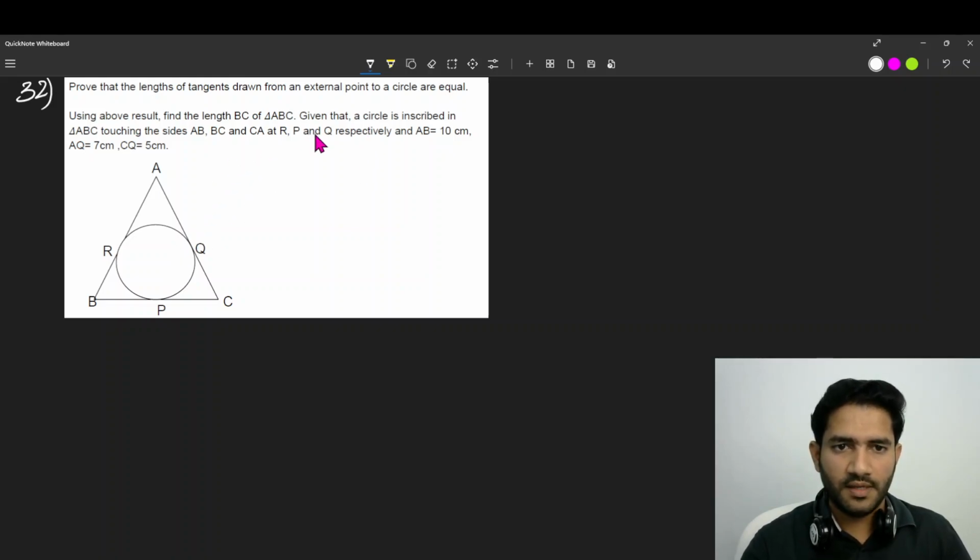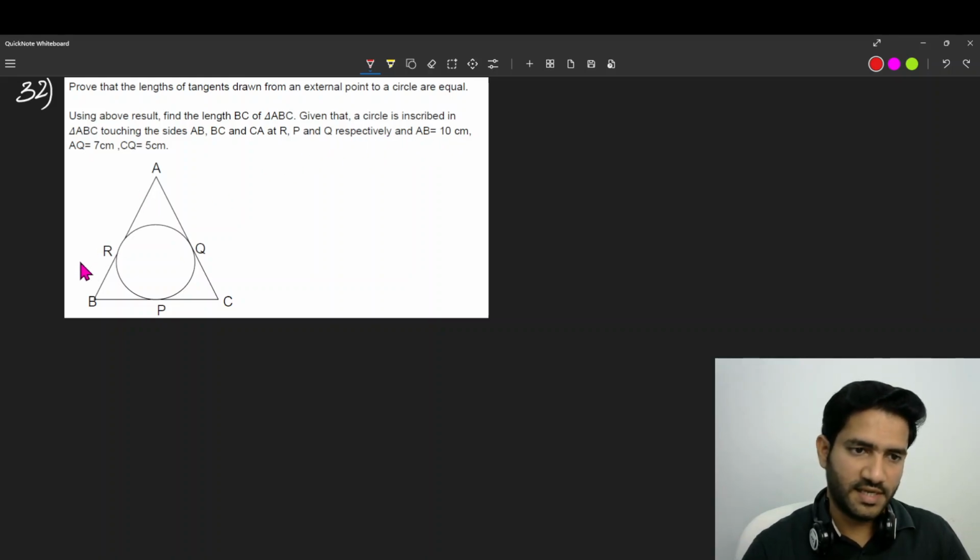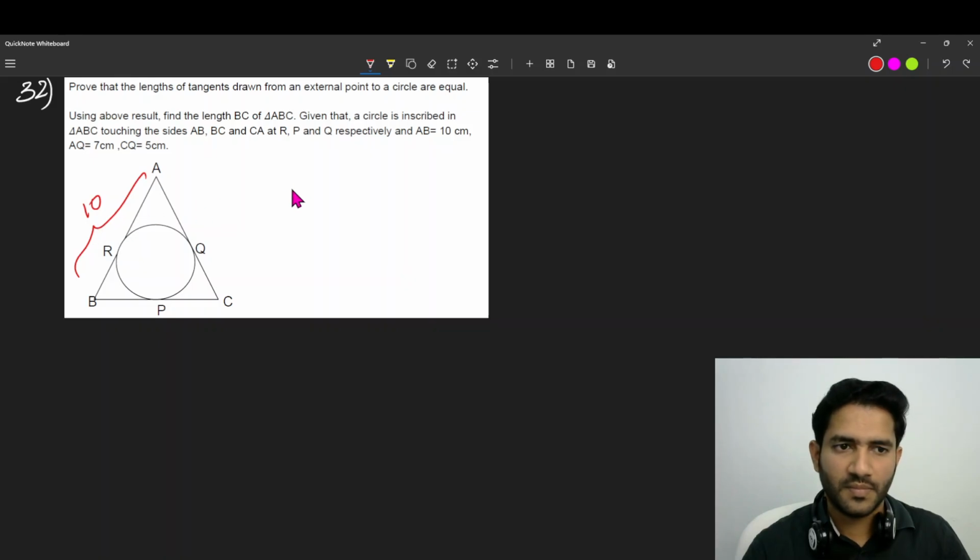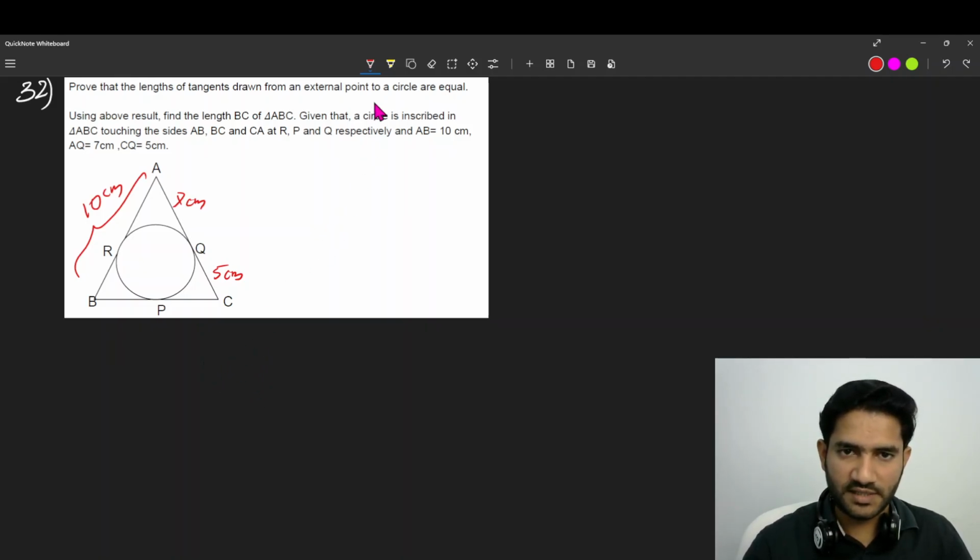Given that a circle inscribed in triangle ABC touches the sides AB, BC, CA at R, P and Q respectively. AB is 10, that is given. AQ is 7, and CQ is 5 centimeters. First of all, we want to prove that the lengths of tangents drawn from an external point are equal.